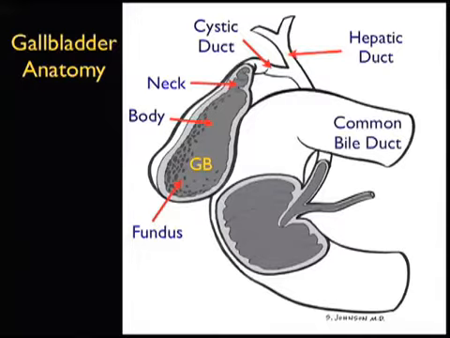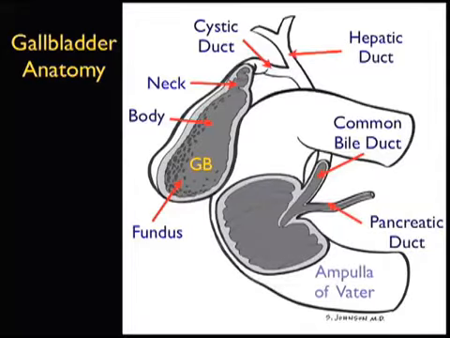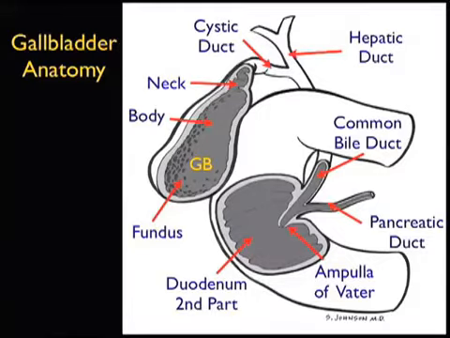Recall that it's impacted stones at the neck of the gallbladder that often cause symptomatic biliary colic and can lead to acute cholecystitis. We also see the cystic duct draining the bile from the neck of the gallbladder and joining into the hepatic duct, which is draining the bile from the liver. The confluence of the cystic duct and hepatic duct forms the common bile duct, and stones lodged within this area can cause choledocholithiasis. We also see the pancreatic duct joining the common bile duct and dumping into the duodenum at the second part of the duodenum, located at the ampulla of Vater. Stones that may lodge here can cause gallstone pancreatitis.